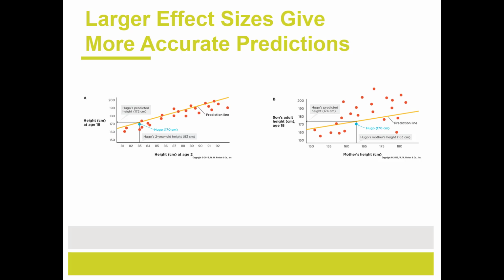In other words, we can more accurately predict an individual's score on one variable when given the score on the other variable. Conversely, we may make more prediction errors as associations become weaker, as in graph B. Both positive and negative associations can allow us to predict one variable when given the other variable, and the stronger the effect size, the more accurate our predictions will be.